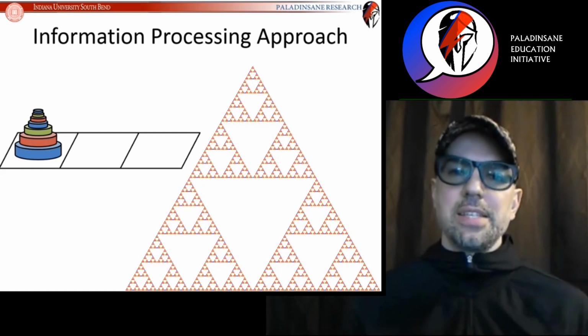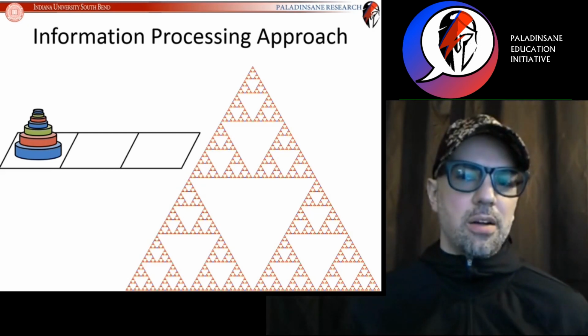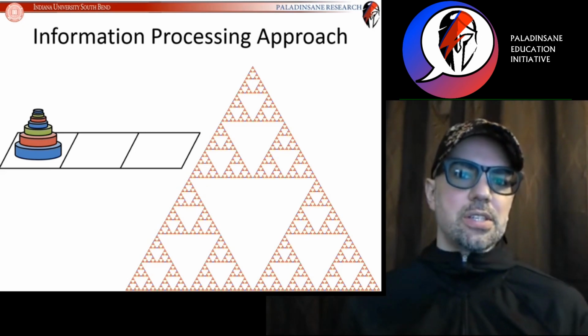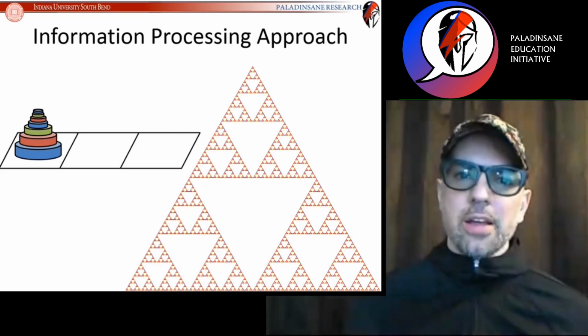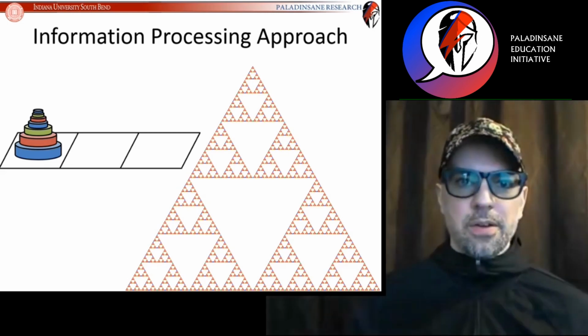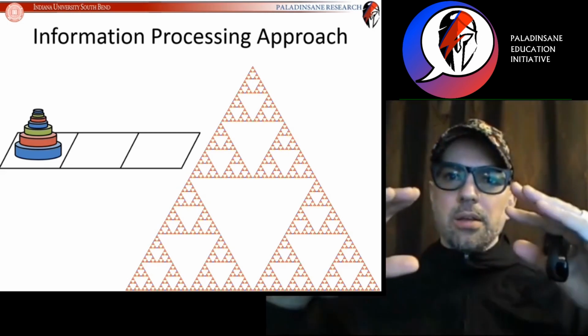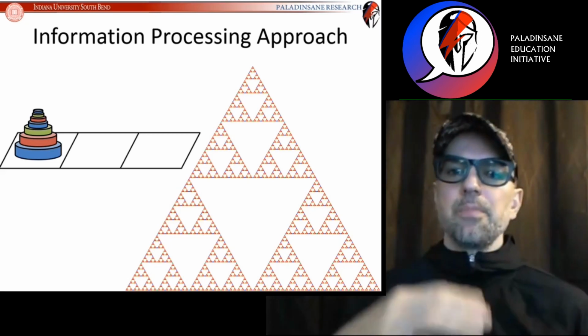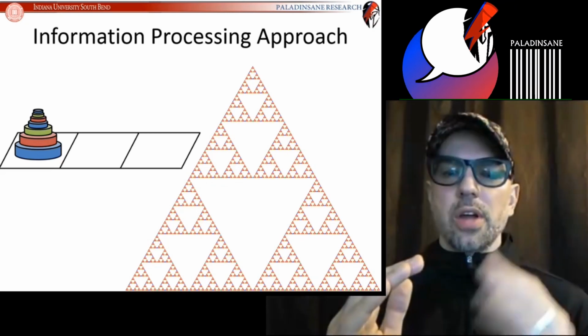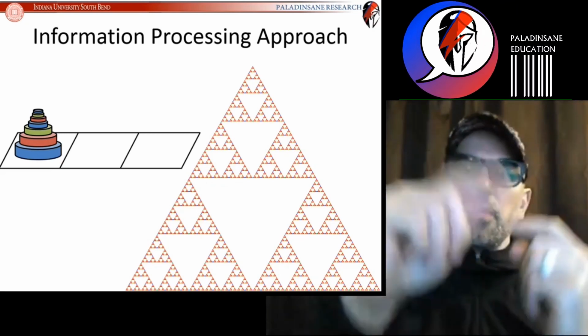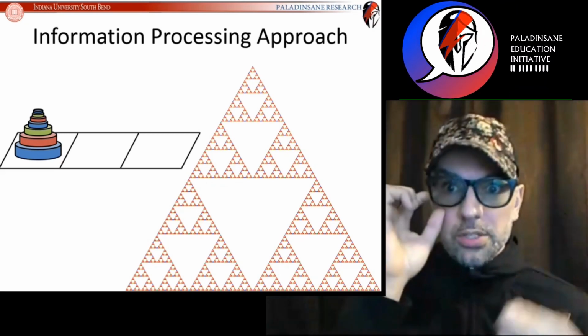So without going into too much detail, you can see that this problem space gives us a sort of idea of the structure of the Tower of Hanoi. And as you can see, it's a very repetitive structure. So this larger triangle is made up of 1, 2, 3 medium-sized triangles, each of which is made up of 1, 2, 3 smaller-sized triangles, each of which is made up of 1, 2, 3 even smaller-sized triangles.